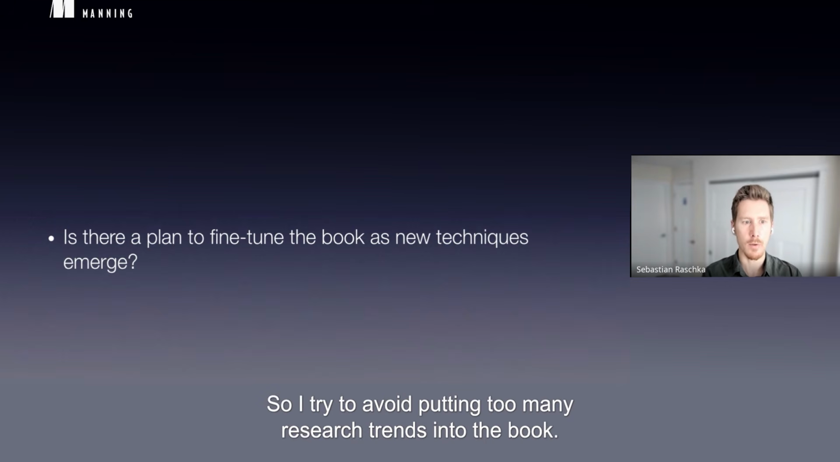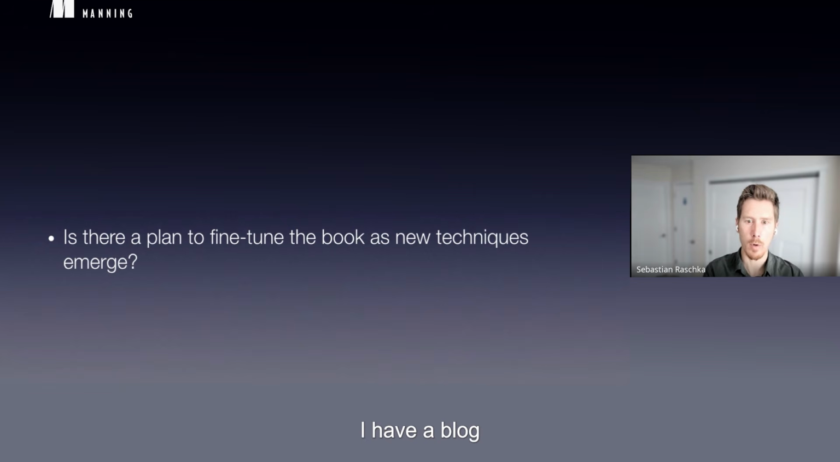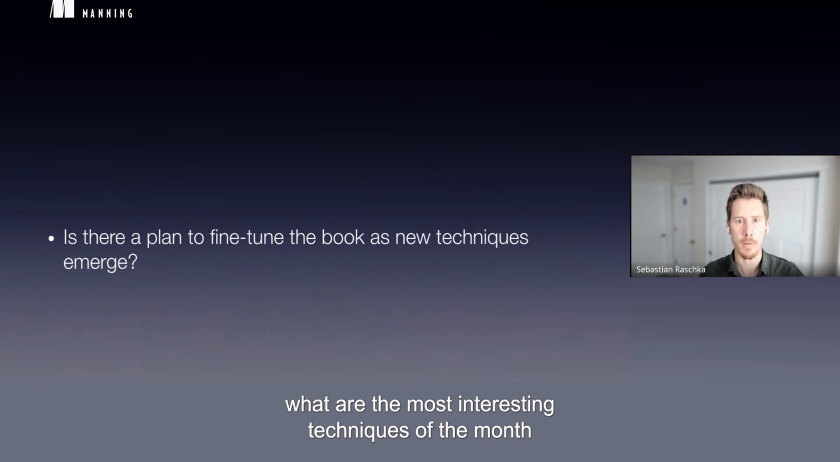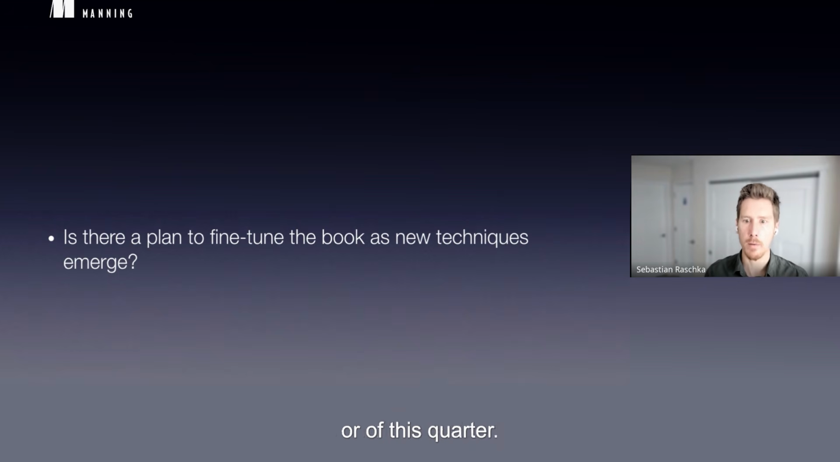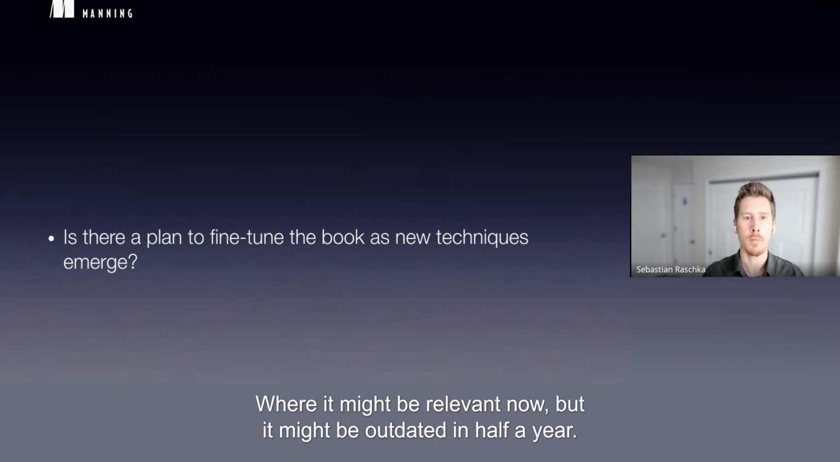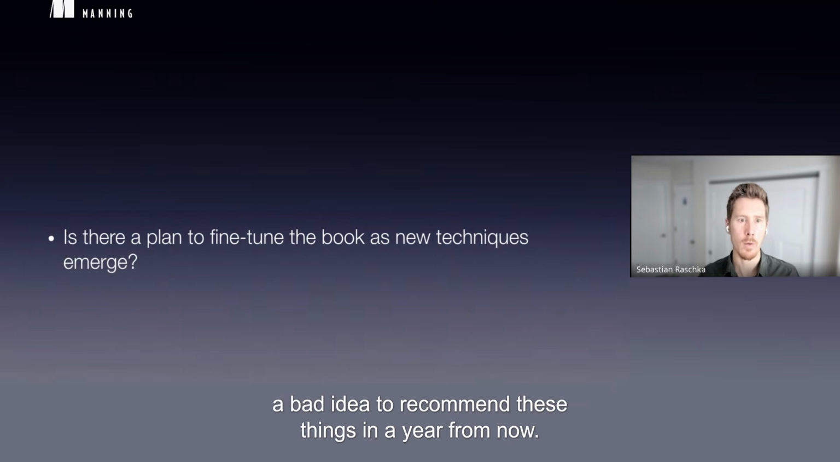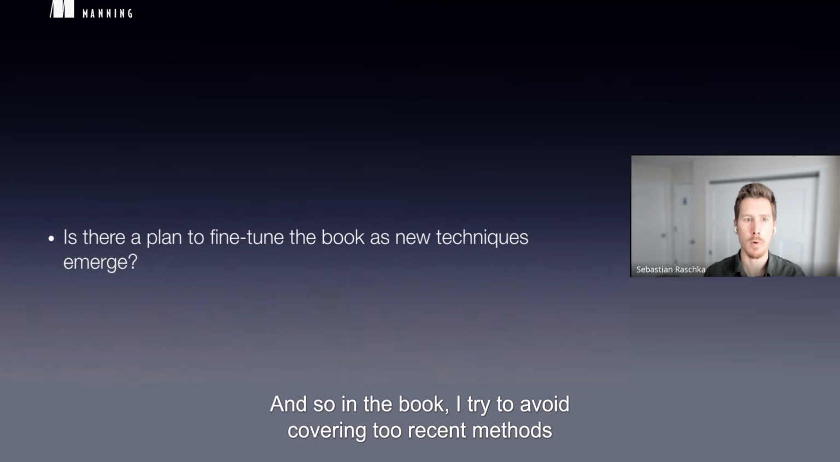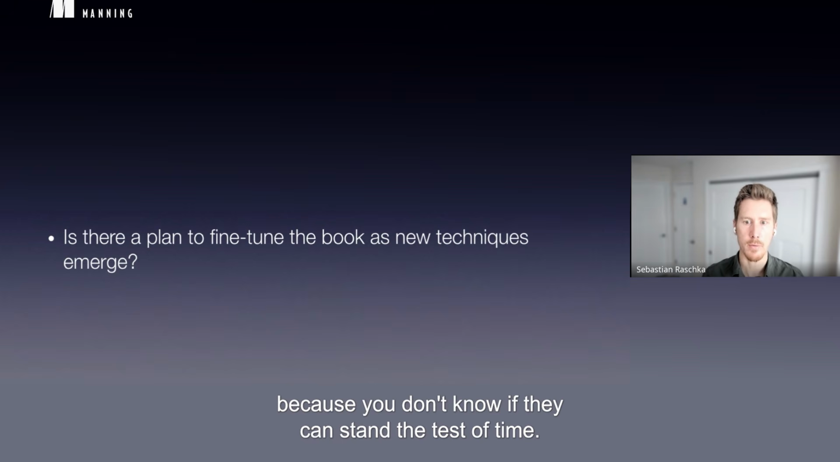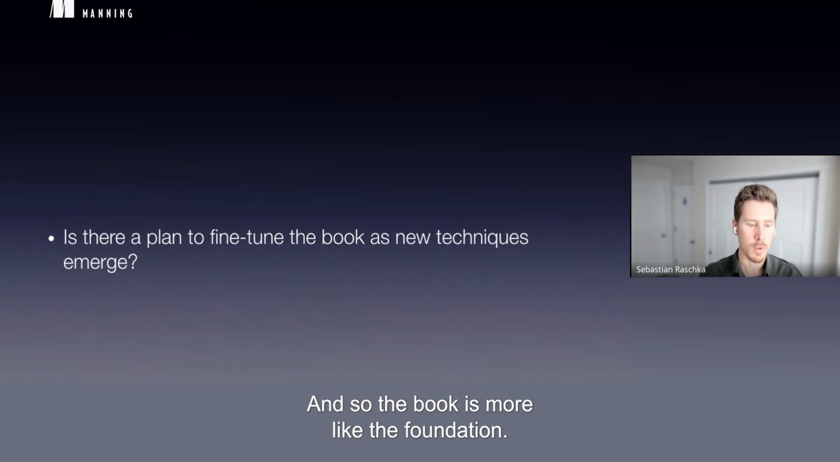So I try to avoid putting too many research trends into the book. I have a blog where I write about those. The blog is more like, what are the most interesting techniques of the month or of this quarter, where it might be relevant now, but it might be outdated in half a year. Maybe it's even a bad idea to recommend these things a year from now. And so in the book, I try to avoid covering too recent methods because you don't know if they stand the test of time. And so the book is more like the foundation.